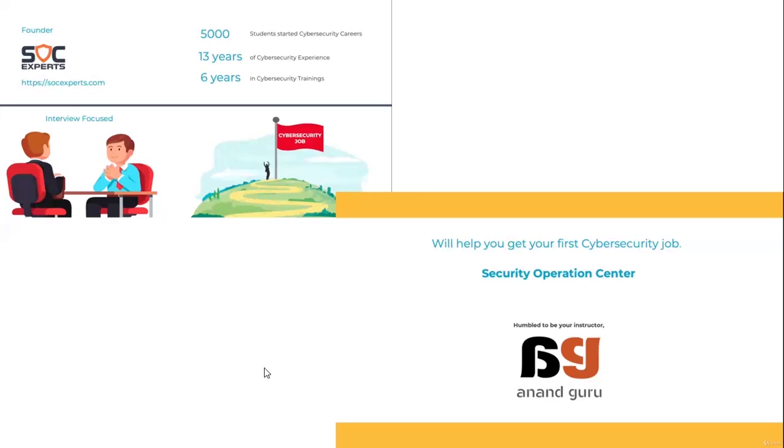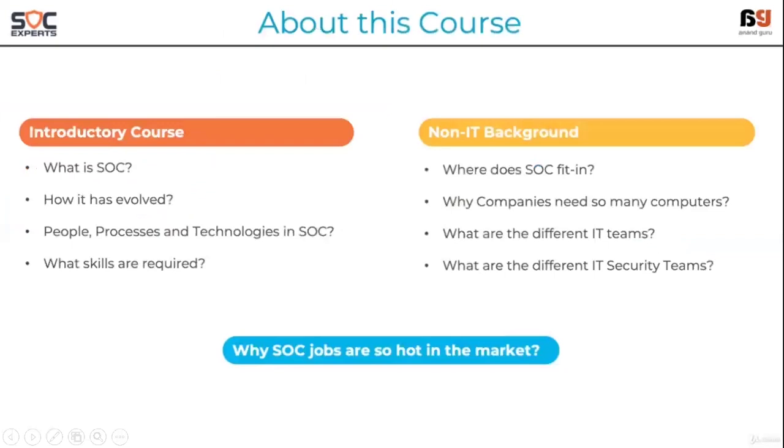So moving ahead, the course is majorly about what SOC is, how it has evolved, the people, processes, and technologies in SOC, the skills that are required, even the non-IT ones, where SOC fits in, why companies need so many computers, what the different IT teams and security teams are, and why SOC jobs are so hot in the market.